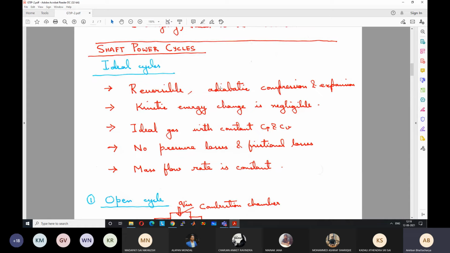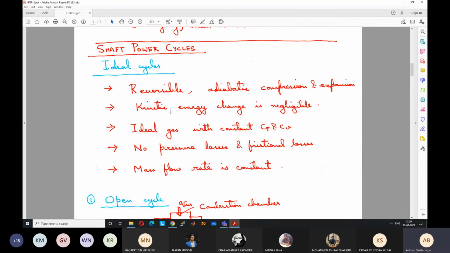What are these assumptions? We assume that the compression and the expansion processes are reversible adiabatic. In general, they will be adiabatic processes because they are very fast processes, but we are assuming additionally that they are reversible. It means that they are isentropic processes; entropy remains constant. Second important assumption is that kinetic energy change is negligible, as I have already discussed. Then we are assuming that this is an ideal gas, so we can use ideal gas laws, and the properties are constant. They do not vary with temperature.